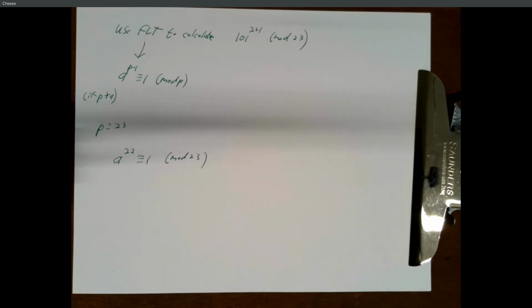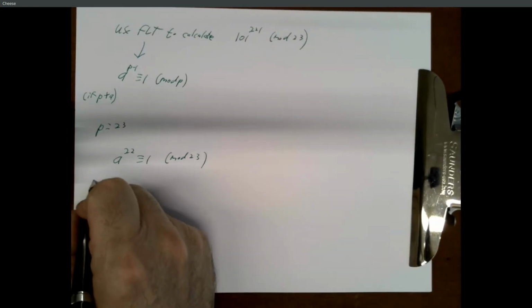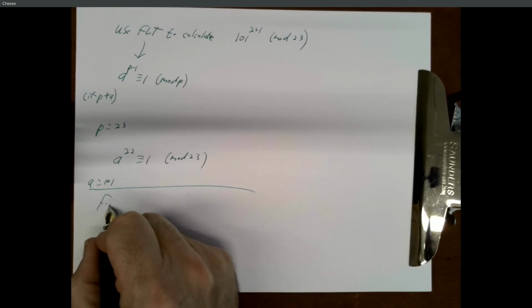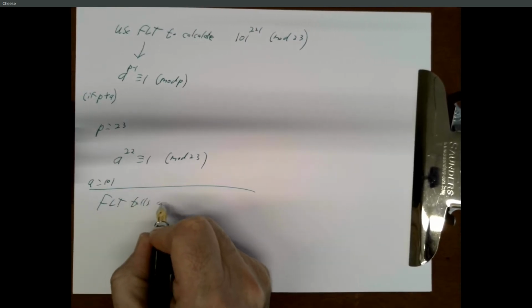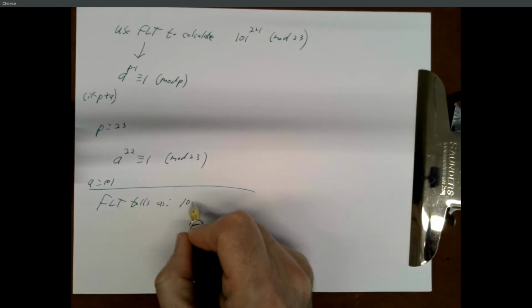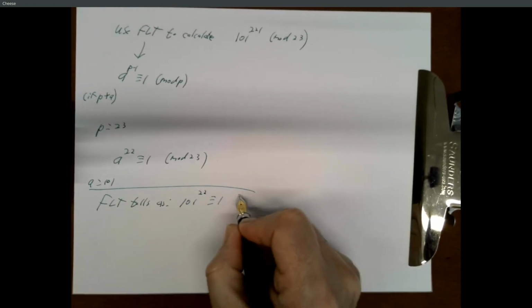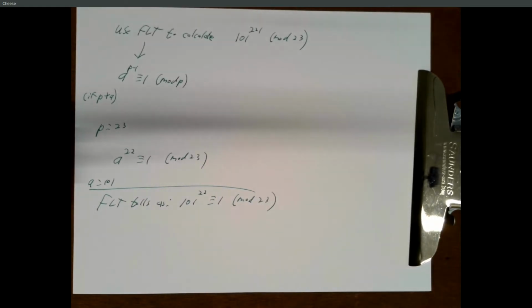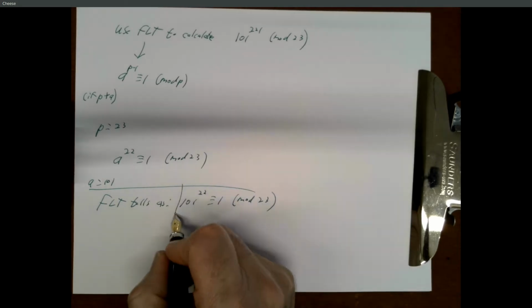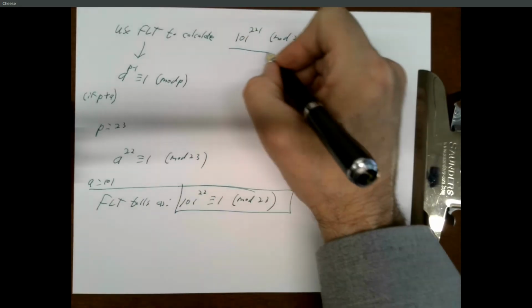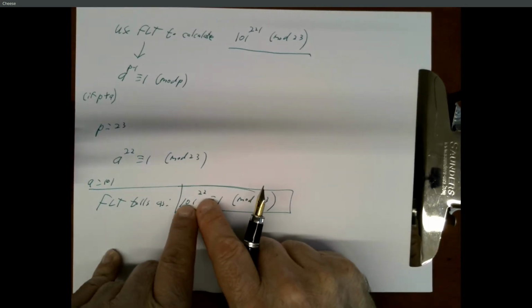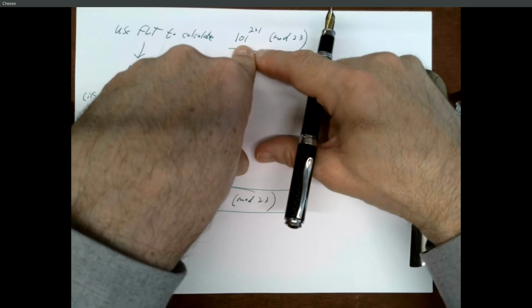Well, we're asking a question about 101 raised to something, so let's let a equal 101. And Fermat's Little Theorem tells us the following then: 101 to the 22 is congruent to 1 mod 23. So we know this for free, and we're trying to find what 101 to the 221 is equal to. So how do we go from something to the 22nd to something to the 221st?